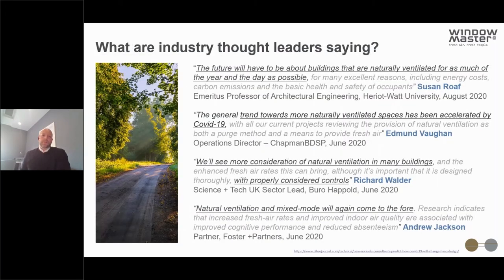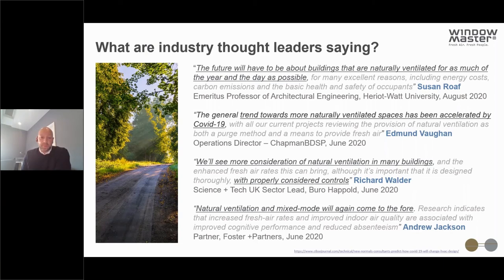And there have been some big headlines recently. CIBSE Journal, amongst others, produced some really good pieces where thought leaders in the industry made comments around how they see natural ventilation going forward. And this is as recent as August and June this year, where we've got emeritus professors of architecture talking about how the future of buildings will need to be naturally ventilated for as much of the year as possible.